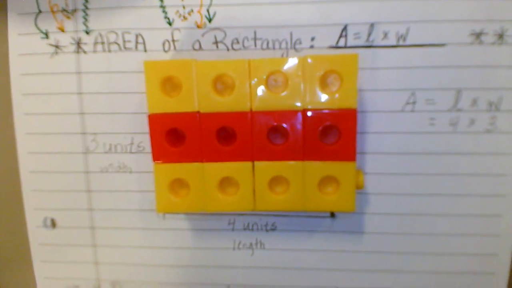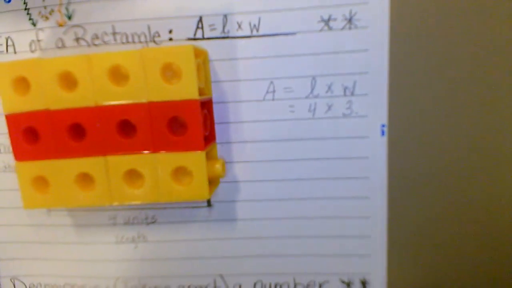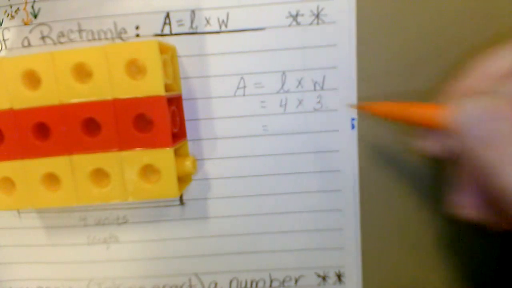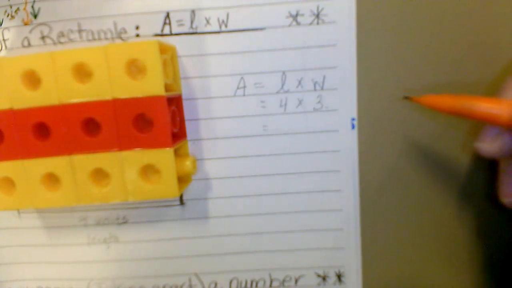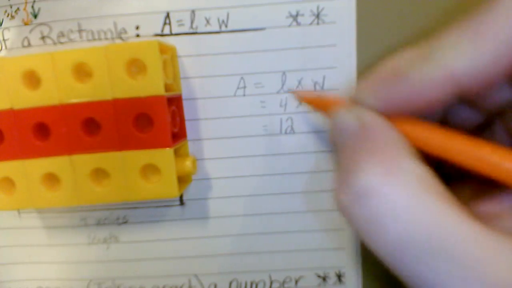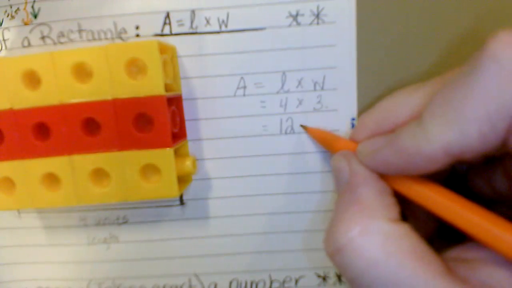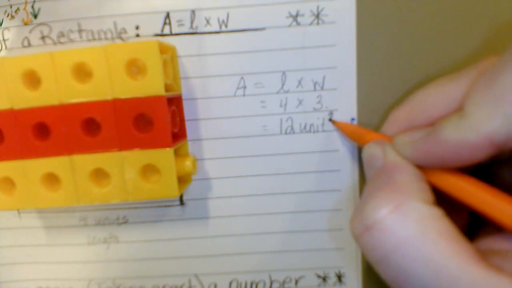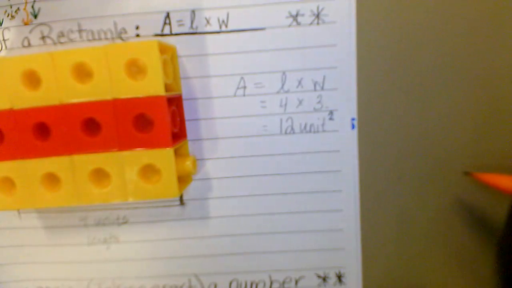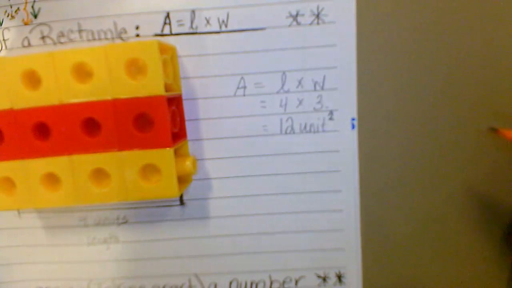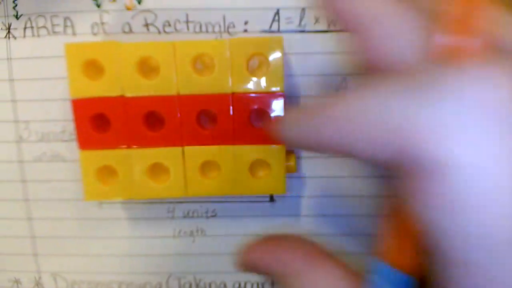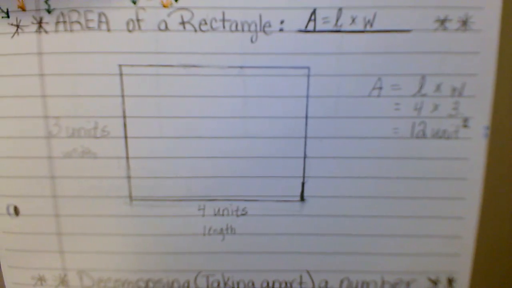And then to get my answer, I'm going to figure out what 4 times 3 is, or what 3 times 4 is. And it comes out to be 12. And whenever we are labeling area, we put our unit squared because we are talking about a two-dimensional object, so we put a 2 on it. If we were talking about 3 dimensions, something that was a 3-dimensional figure, we would put a 3 right here. But that rectangle right there isn't 3 dimensions. It's laying flat on a piece of paper.